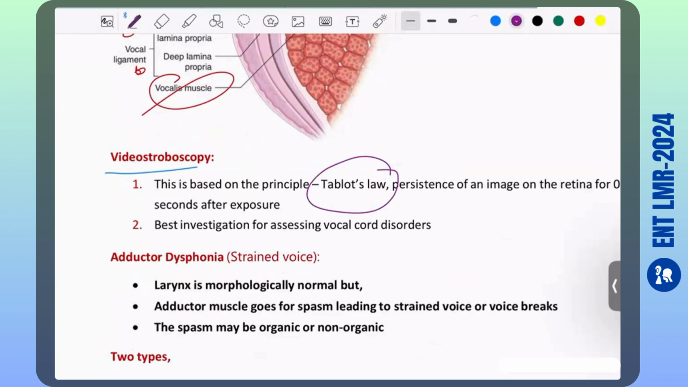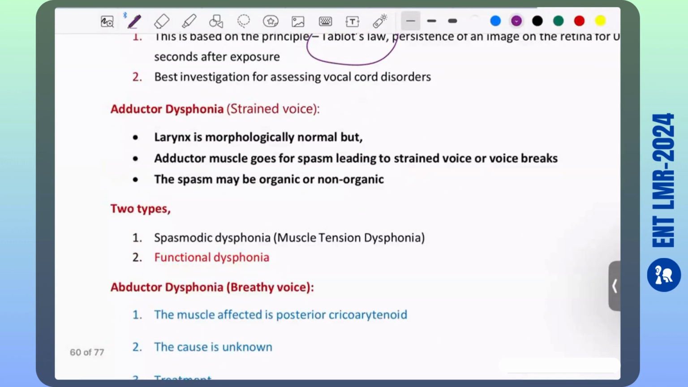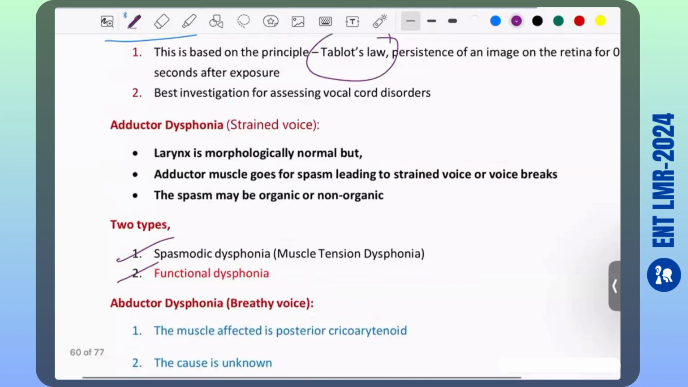Adductor dysphonia is nothing but the larynx is normal, but the adductor muscle goes into spasm. Two types: spasmodic dysphonia, functional dysphonia. So adductor dysphonia is nothing but strained voice. Two types: spasmodic dysphonia, muscle tension dysphonia. Spasmodic is due to some CNS pathology. Functional dysphonia is due to some emotional outburst.